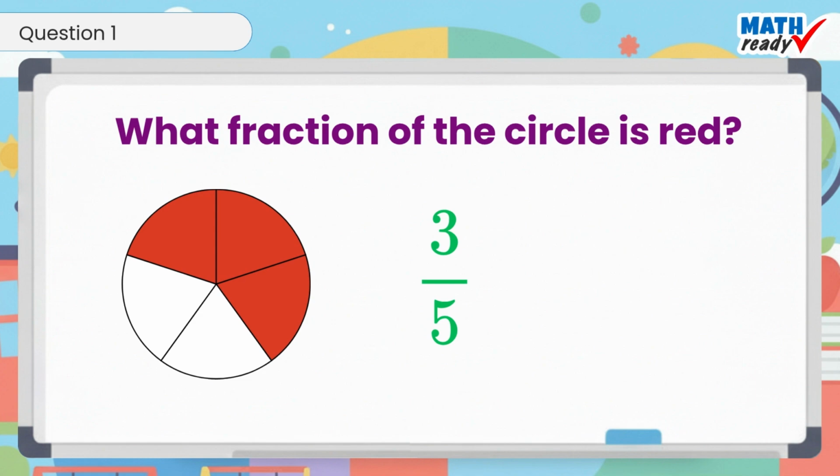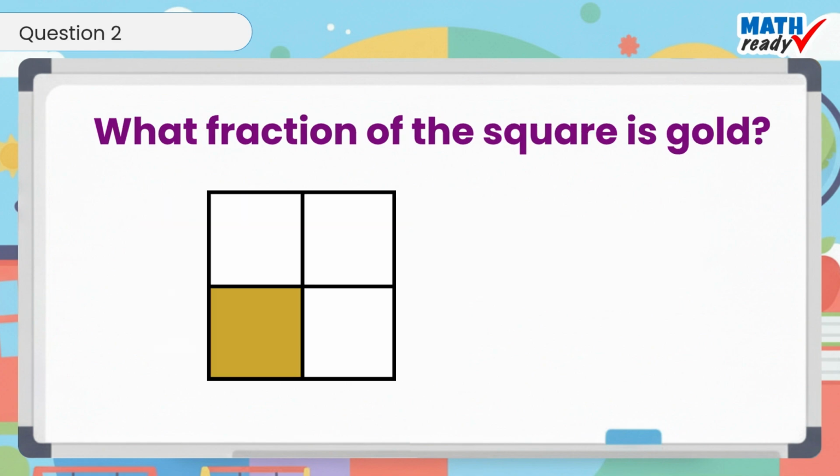Let's have a look at the second example. What fraction of the square is gold? First, we count how many equal parts the square is divided into. We can see that there are 4 equal parts in the square. So, in our fraction, 4 will be the denominator.